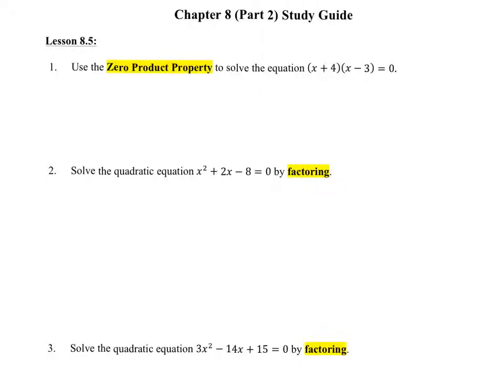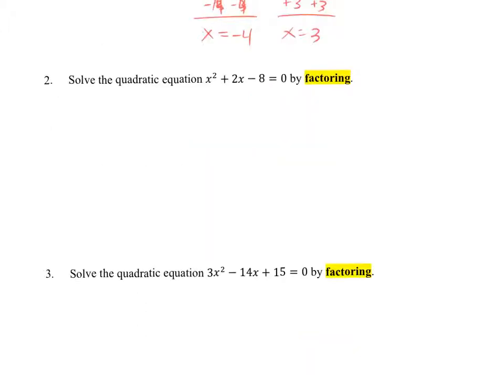So zero product property means that we're going to take each group and set it equal to 0. And then you just solve these like a normal one-step equation. Oh, okay, -4. So x is -4. Add 3 to both sides. X is 3. So when it says solve by factoring, we usually start with GCF.